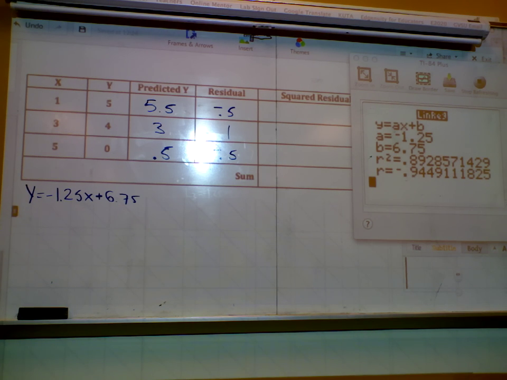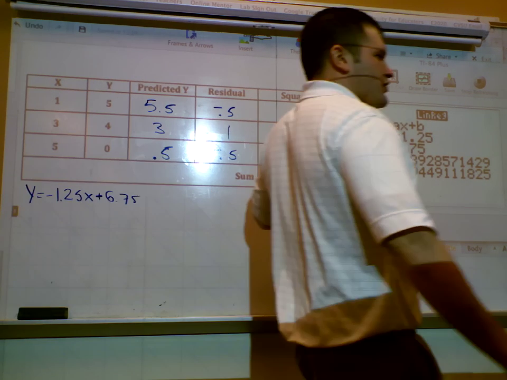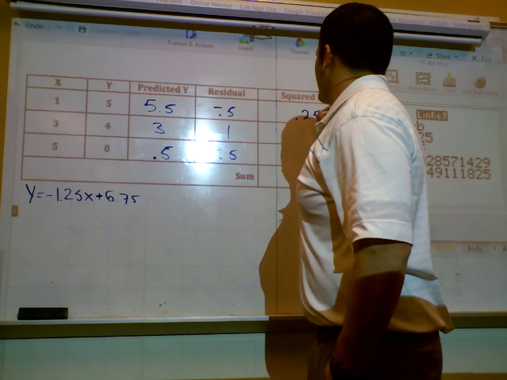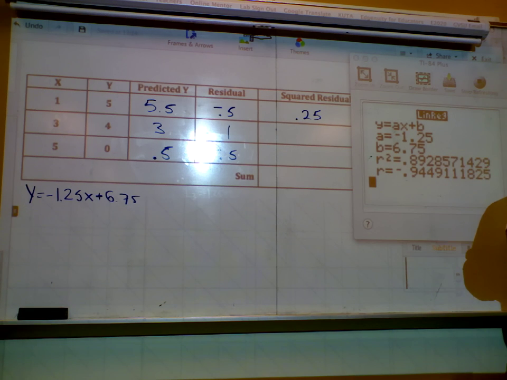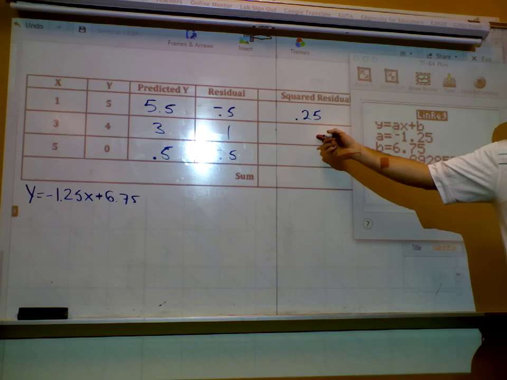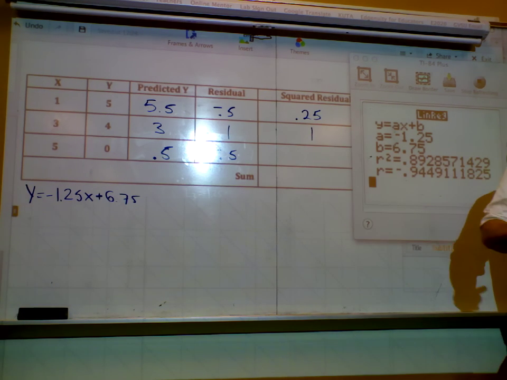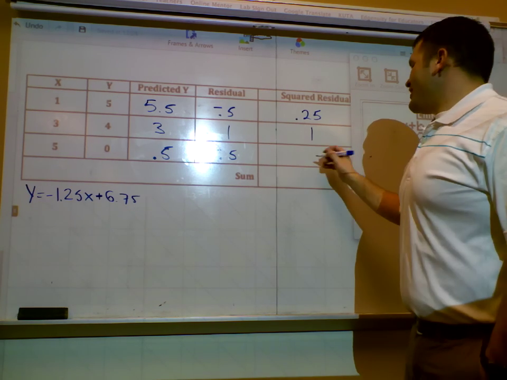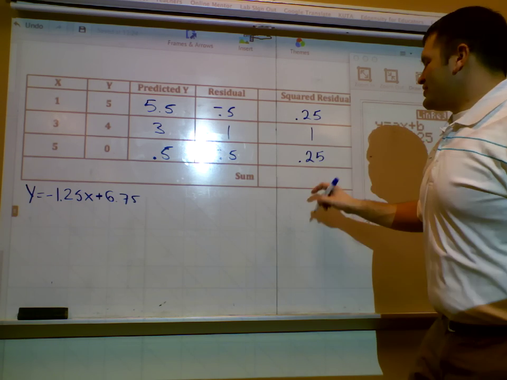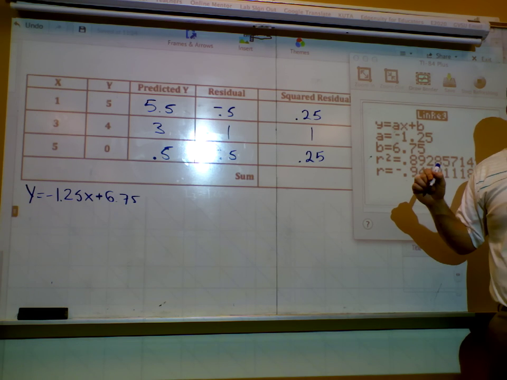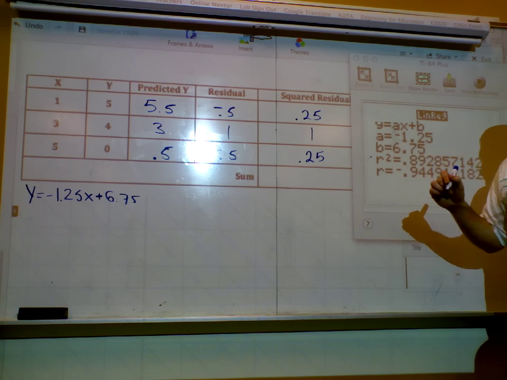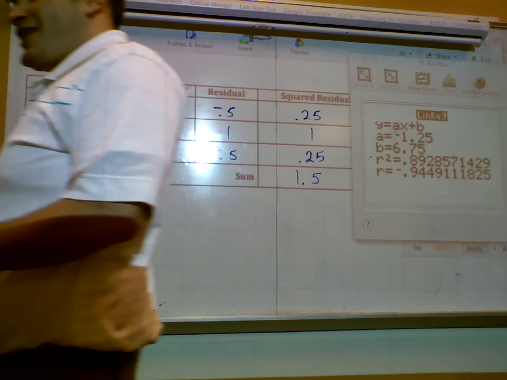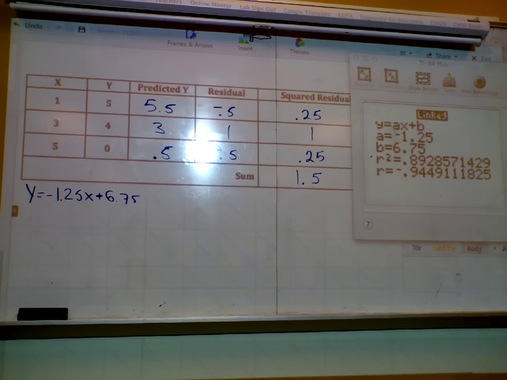Yeah. Okay. Now when I square them, Jessica, what did you get for the first squared residual? Good. I'm glad you didn't say negative, because when you square a negative, we get a positive. Okay. Next one, Dave, what'd you get? 1. Perfect. And Rebecca, last one. Thank you. So now when I add all these up, what do I get, Josh? 1.5. Okay. All right. So there's our table filled in, right?